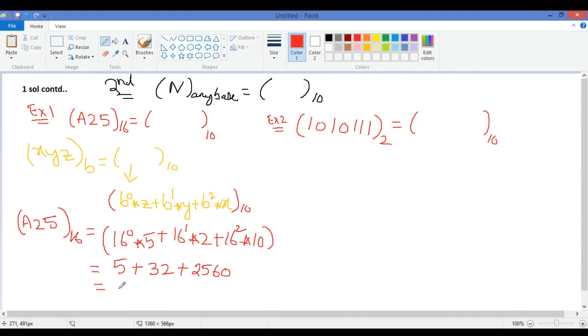So the answer is 2597 in base 10. See, this is the question which we did in the first skill. We converted 2597 into base 16, correct? So this is the verification we have done, that we can change from base 16 to base 10 or from base 10 to base 16. This is very easy. Okay, now let us go for example 2.